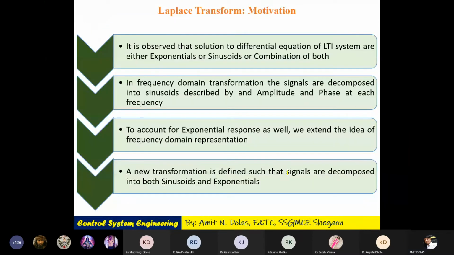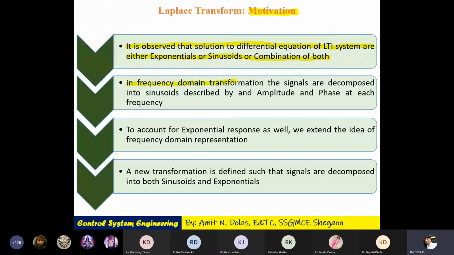Next, the need for the Laplace transform, the motivation. It is observed that solutions to differential equations of LTI systems are either exponential or sinusoidal or a combination. In a differential equation, all of these are present: exponential, sinusoidal or a combination of that.